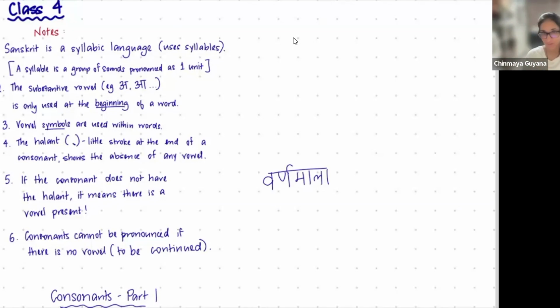We met our best friend, the halant, in Sanskrit, which is a little stroke at the end of a consonant, showing that there is no vowel there. If the consonant doesn't have a halant, it means that there is a vowel present. And another thing is, consonants cannot be pronounced if there is no vowel.